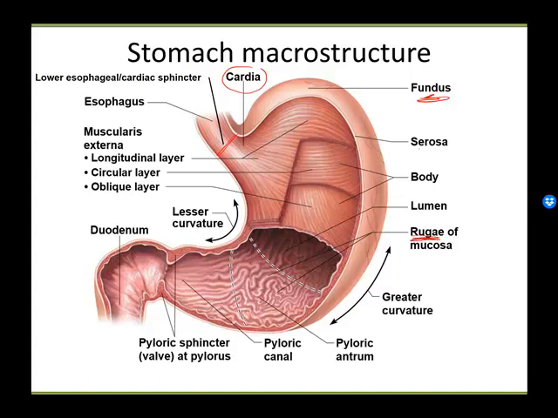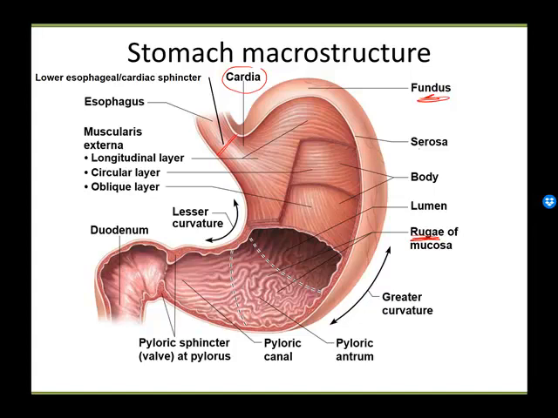Rugae, that's the pronunciation, although apparently it's pronounced 100 different ways. Rugae. I like rouge, it sounds French. Rouge.